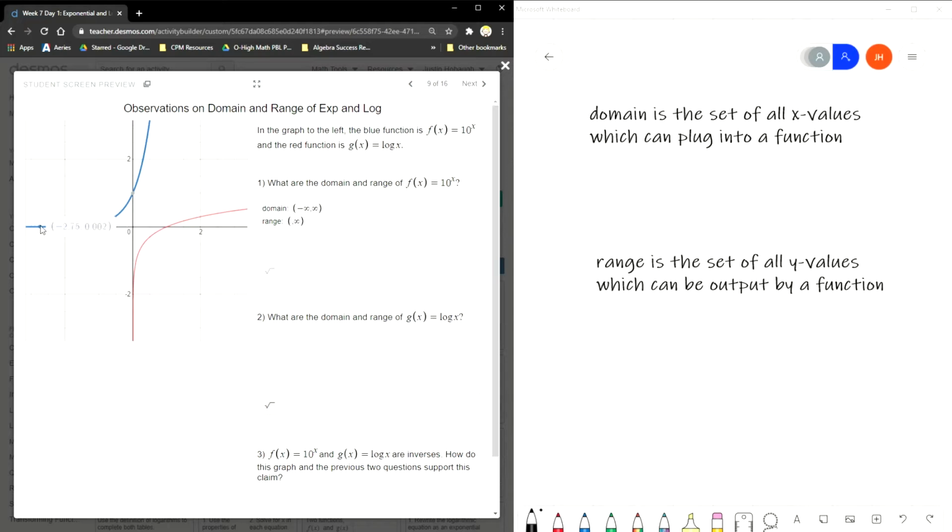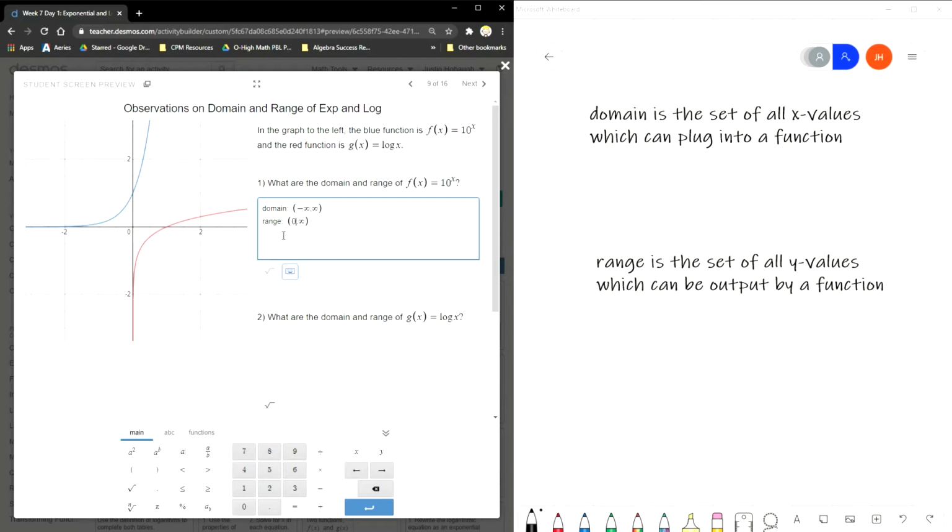Now, we're going to talk a little bit more in the next slide about why that is the case, but I just wanted y'all to observe that. So it looks like this thing has a horizontal asymptote going towards y equals 0. So the range is going to be 0 to infinity.